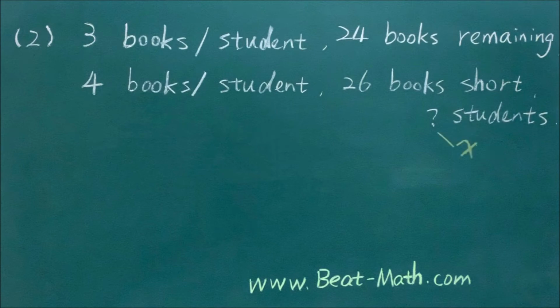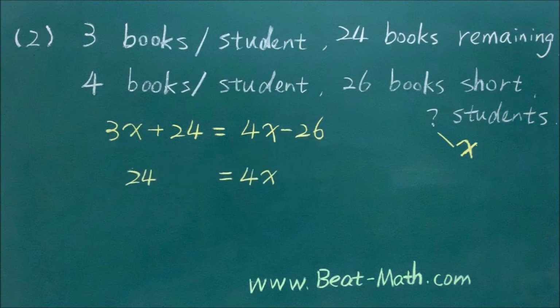First, we let x equal the number of students in first grade. If each student gets 3 books and there are still 24 books left, then the total number of books is 3x plus 24. If each student gets 4 books, there will be a shortage of 26 books. So the total number of books in this case is 4x minus 26. And we get the equation 3x plus 24 equals 4x minus 26.